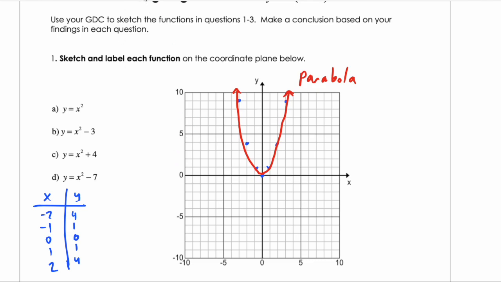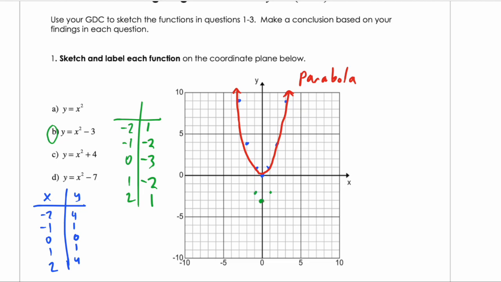Now for part B, we have this table. Let's do the same numbers, -2, -1, 0, 1, 2. And we can basically take all these squared numbers here and subtract 3, and we get 1, -2, -3, -2, 1. So same kind of thing, it's symmetric, and the y-intercept is (0, -3), so it's down here.